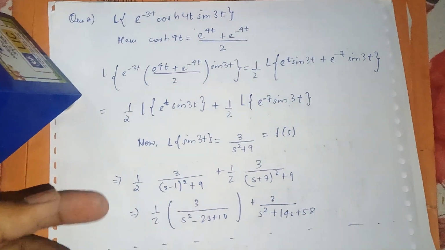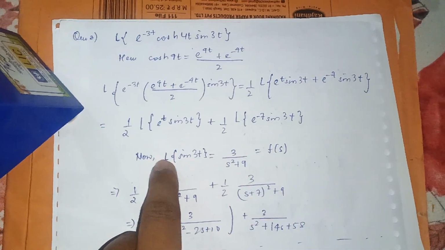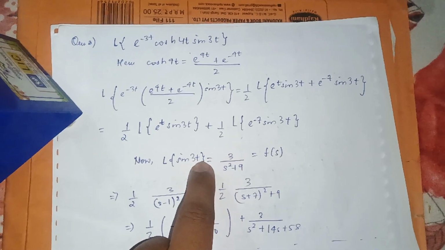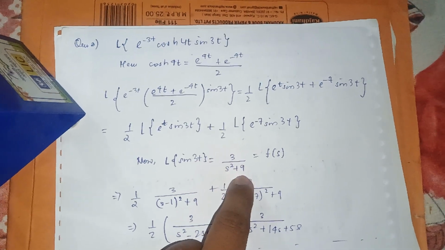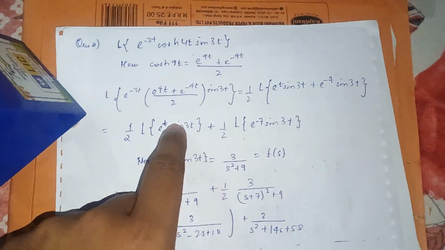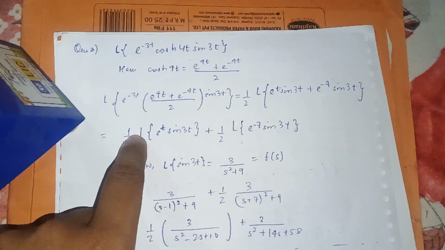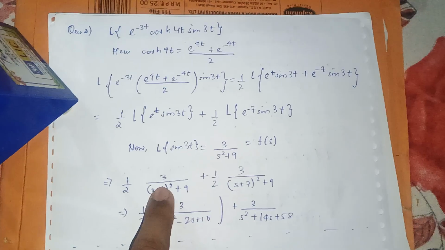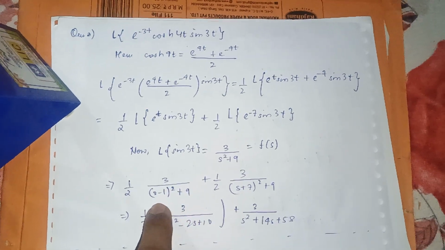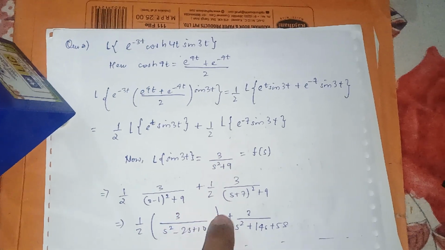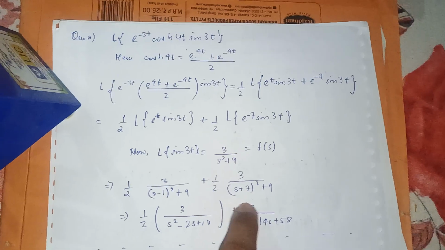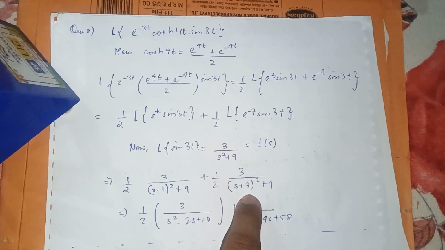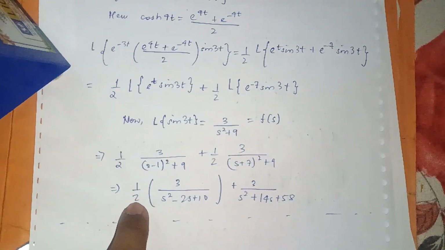Likewise, we further solve this question. Here we know that Laplace transform of sin 3t is given by 3 upon s square plus 9. So now here we will use the first shifting property. Laplace transform of e raised to t sin 3t would be given by 3 upon s minus 1 whole square plus 9, plus half 3 upon s plus 7 whole square plus 9, and we get the final answer.